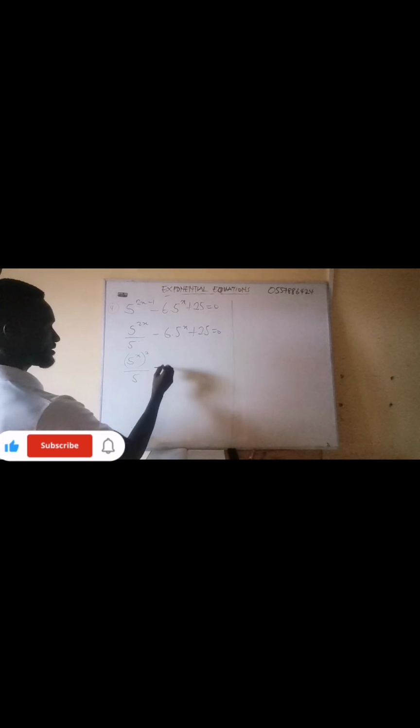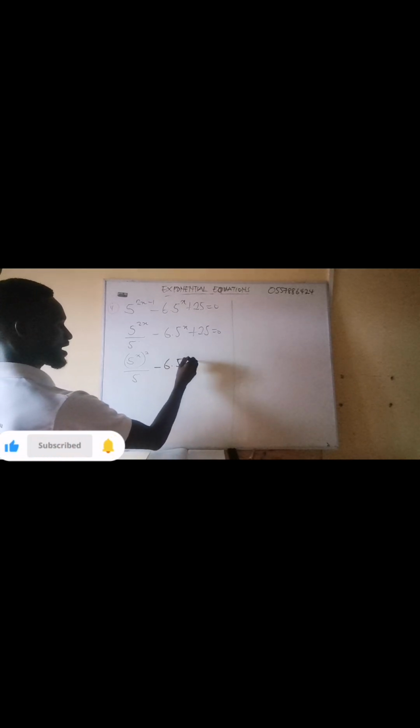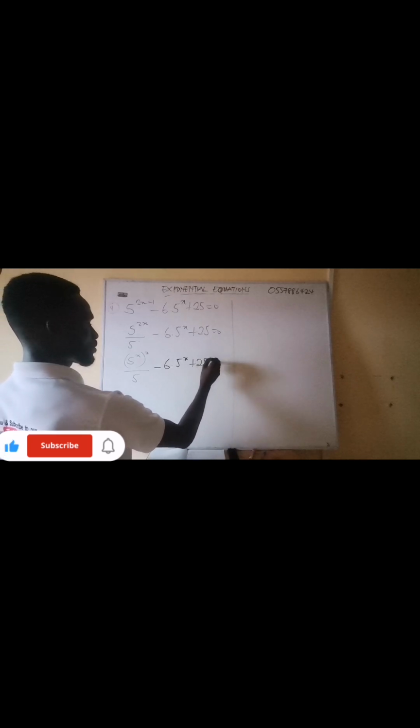Now can you see that this one and this one, they are the same? Yeah, they are the same, because 2 times x will give us 2x. I want to separate the 5 exponent x so that I will do substitution. Now minus 6 multiplying 5 exponent x plus 25 is equal to 0.